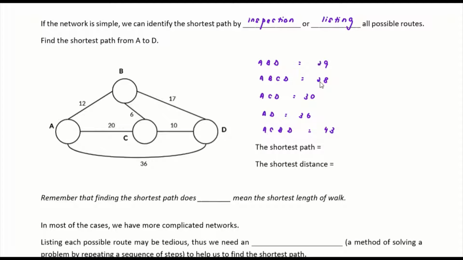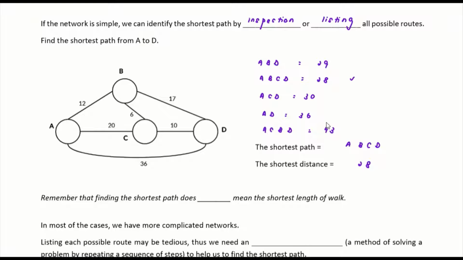By looking at all the distances, you can identify the shortest one, which is going to be ABCD, giving you a distance of 28. Okay, so this is an example of a very simple one, where you can just look at it using inspection or listing all the routes.